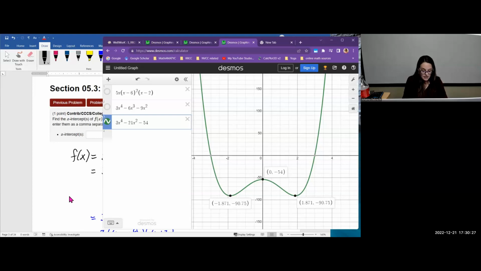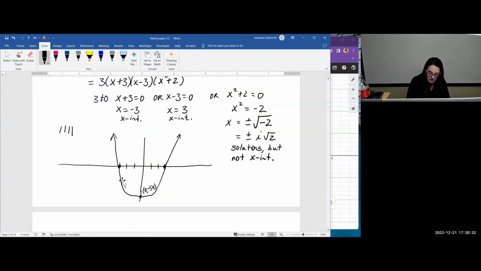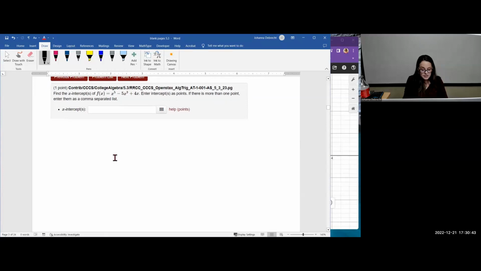So this one actually does wiggle. It just does all of its wiggling below the axis. So this one actually comes down, comes up, comes down, and then comes back up again. So it looks kind of like a W. All right. Let's take a look at this next one.